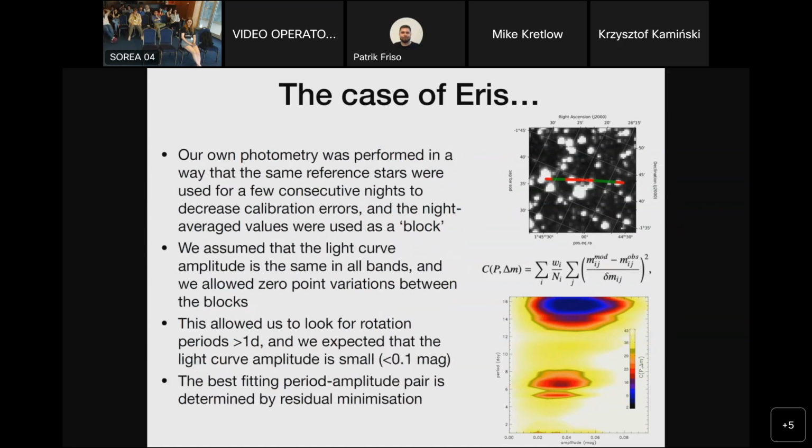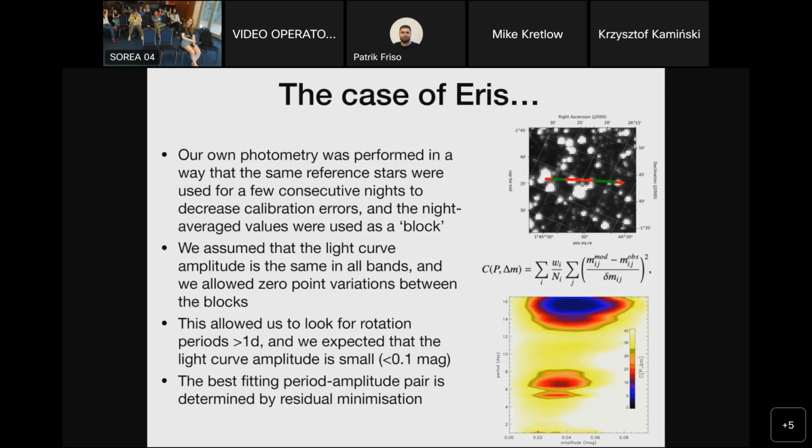The night-to-night calibration can be problematic because your target is moving and you are not using the same reference stars. So what we did was make so-called blocks of observations where the same reference stars could be used for the photometry. It's typically, for ERIS, because it's moving slowly, 2, 3, maximum 4 days, depending on the size of the chip and so on.